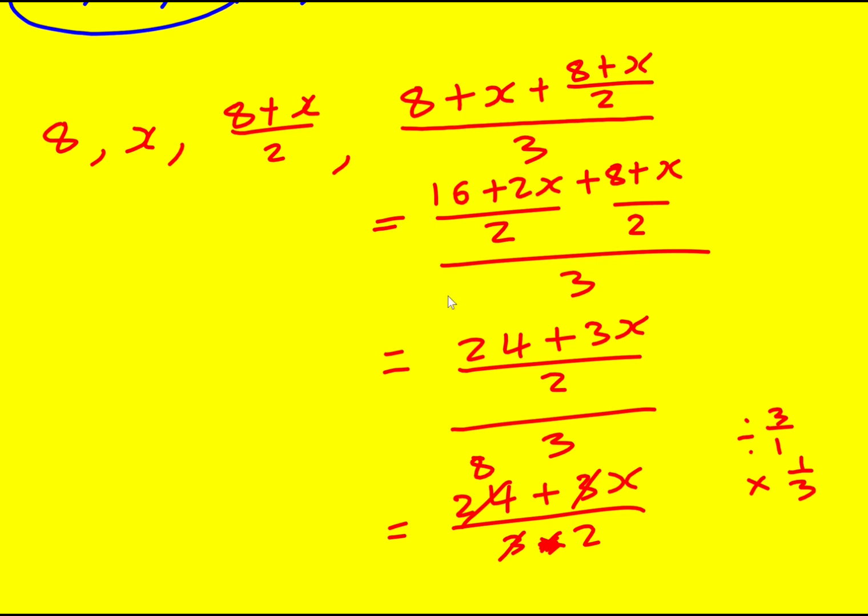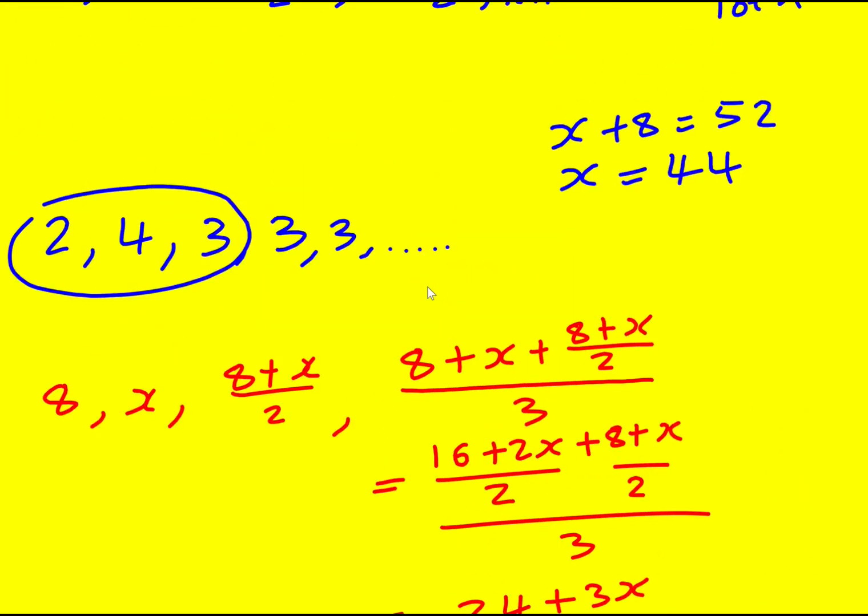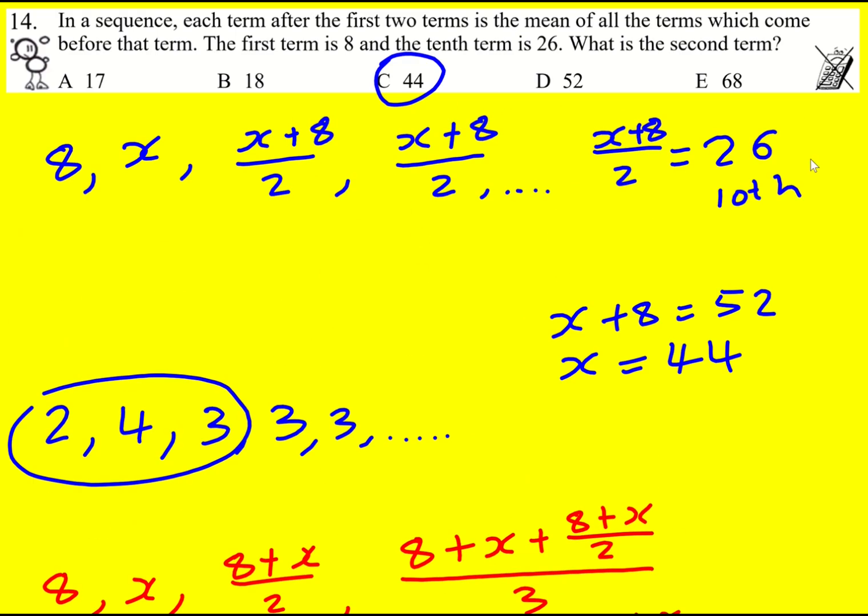And you could carry on and prove it carries on like this. But I think, intuitively, that's what I tried to argue: if you are finding the mean of two terms here, and then you are finding the mean of these terms, then it's just got to stay the same. Ultimately, this is what you have to realize: set it equal to 26, solve, and get 44.